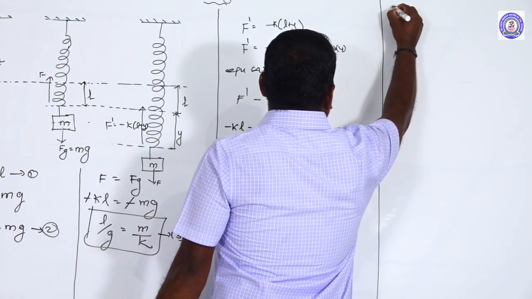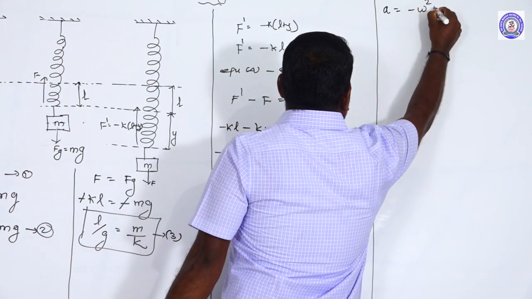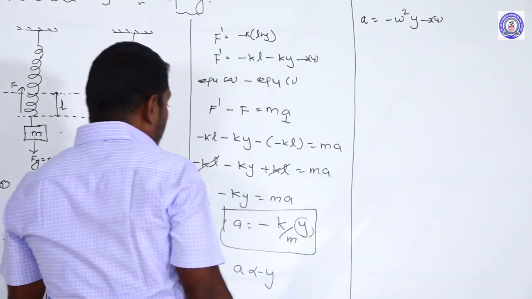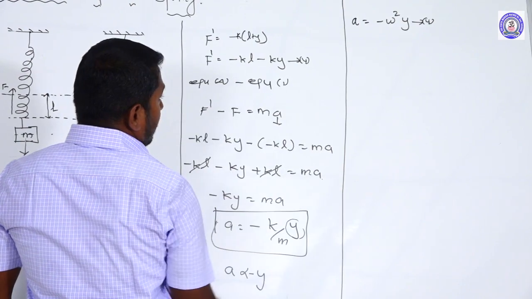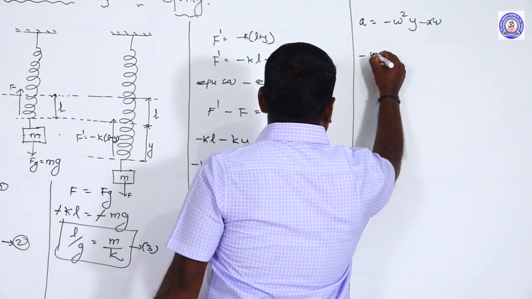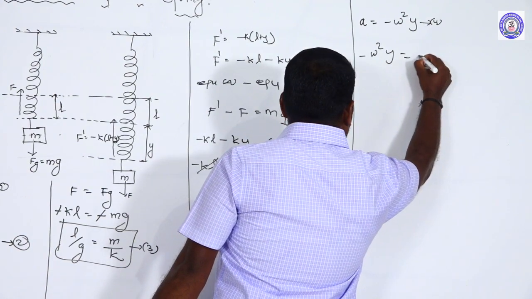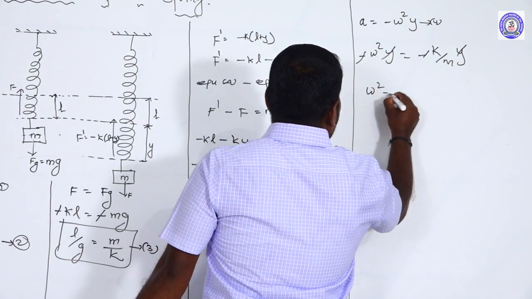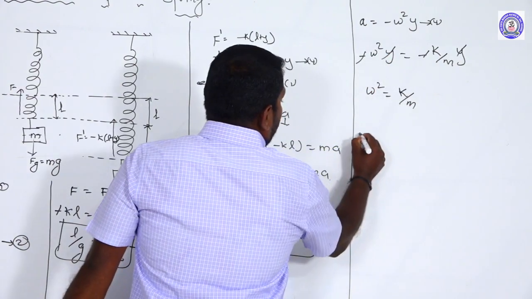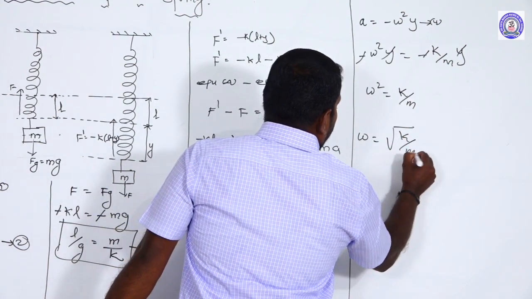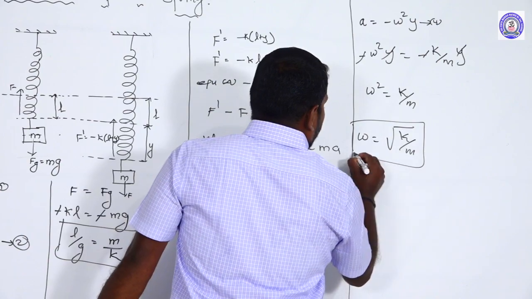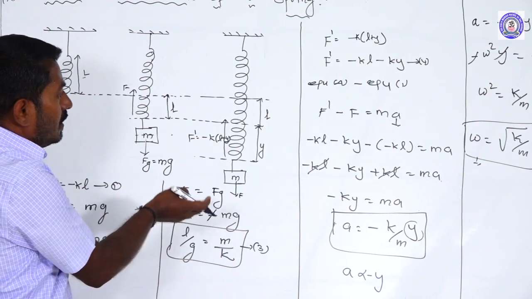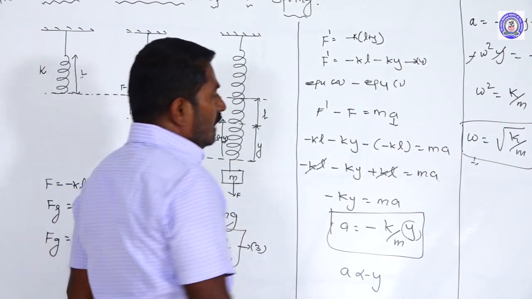in simple harmonic motion, acceleration is equal to minus omega square y. Comparing with the acceleration a, which is equal to minus k divided by m times y, omega square is equal to k divided by m. Then omega is equal to the square root of k divided by m. This is another expression in vertical oscillations of a spring. The angular frequency in vertical oscillations of a spring, omega, is equal to the square root of k divided by m.